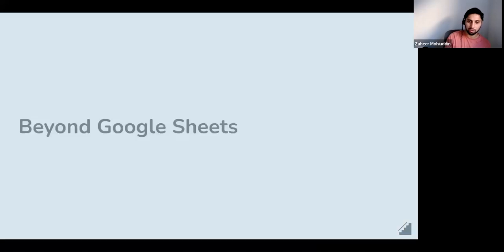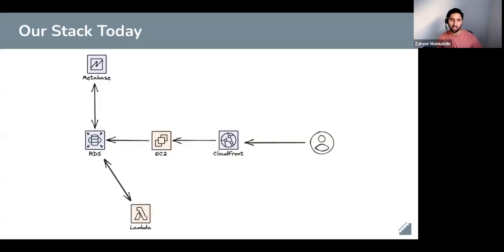Now moving beyond Google Sheets, what does our stack look like today? It's quite similar to what we just looked at. We have CloudFront, EC2, and RDS, where we actually store our data. These are all AWS services. We also use Metabase, which is another third-party business intelligence tool, so you can create graphs and visualizations on the data. Before, we were able to do this in Google Sheets itself, like I showed you with that graph of the salaries increasing.